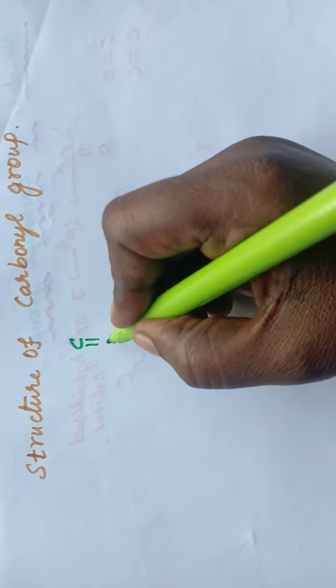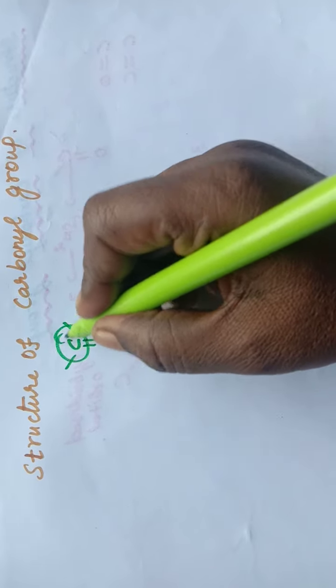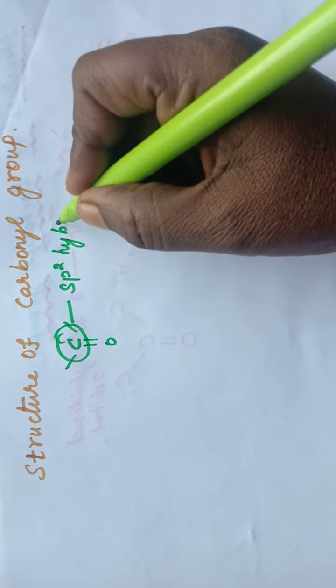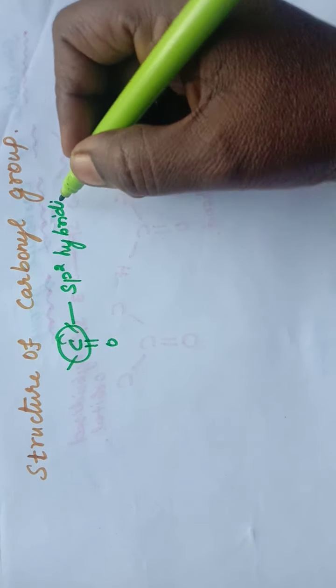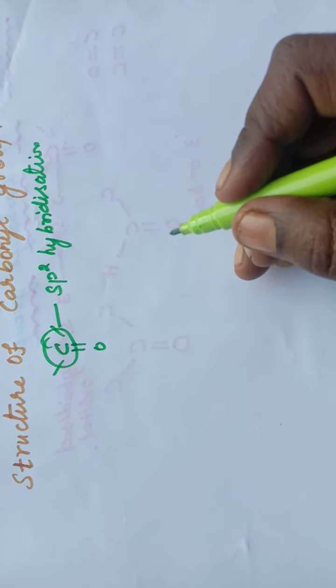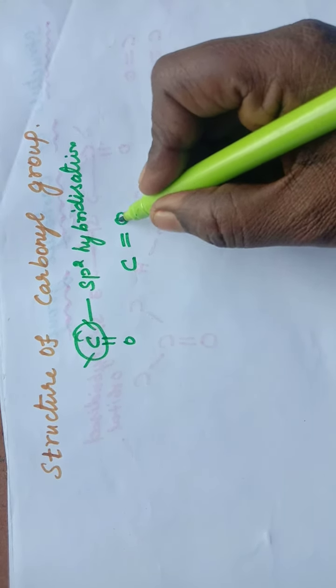One is the structure of the carbonyl group. The carbonyl carbon, that is C double bond O. This is the carbonyl carbon. This carbon undergoes sp2 hybridization. The bond between the carbon and oxygen is a double bond.